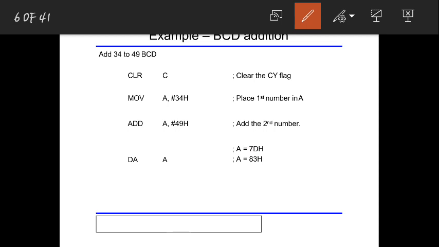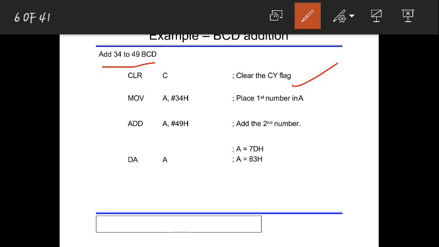First, the question here asks us to add 34 to 49. So 34 hexa value plus 49 hexa value. To add that, first I am clearing the carry bit. If I have a carry in the PSW register, I will clear that carry using the instruction called CLR C. Next I have another instruction, MOV A, in immediate addressing mode, I have written 34.